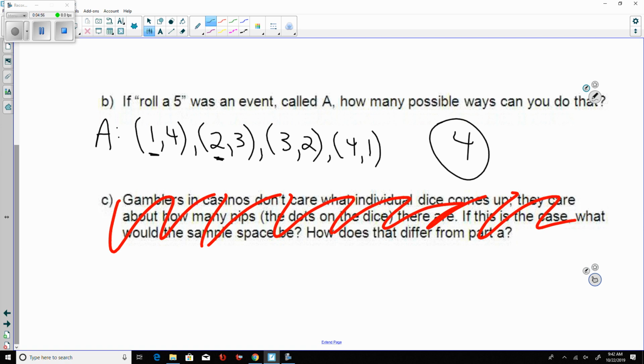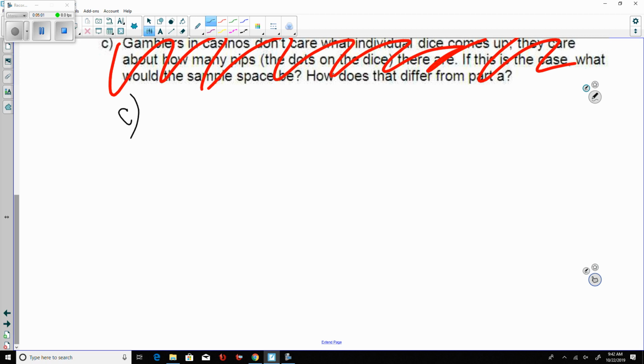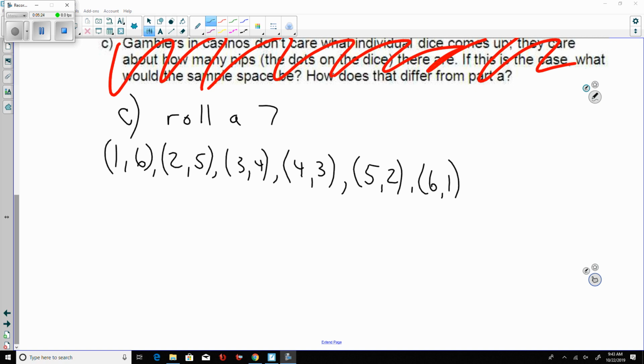All right, now this was something, we don't get into the gambling stuff. And part C is very similar to B, but I want to roll a 7. So how many possible ways can I roll a 7? So why don't you see if you can list them? Okay, so again, you list them. Of course, you have to start at 1 and stop at 6. So how many possible ways can I roll a 7? 6 possible ways.